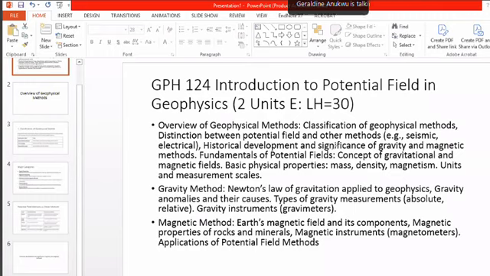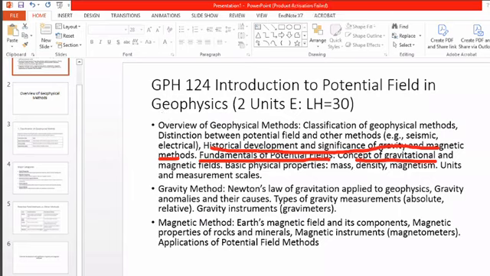All right. So in the next class, we will go through the historical development and significance of the gravity method. Then we'll comment on the fundamentals of potential fields. In the fundamentals of potential fields, we'll be looking at the concept of gravitational and magnetic fields. So what are their basic physical properties? What are the basic principles that are used? What is the law that governs gravity? What is the law that governs the magnetic field? What are the units and the measurement scales? I hope we should be able to round this off in the next class.